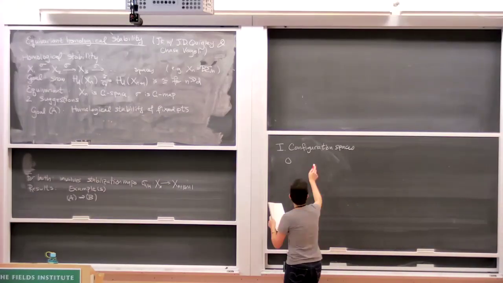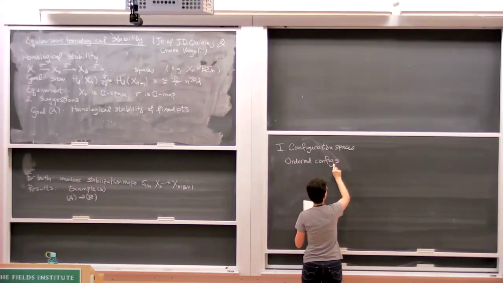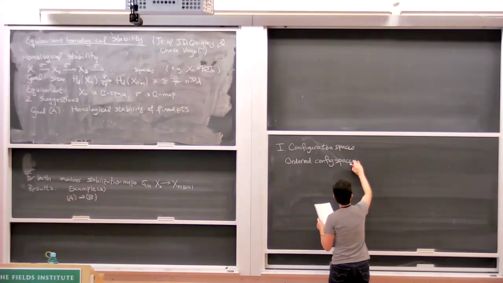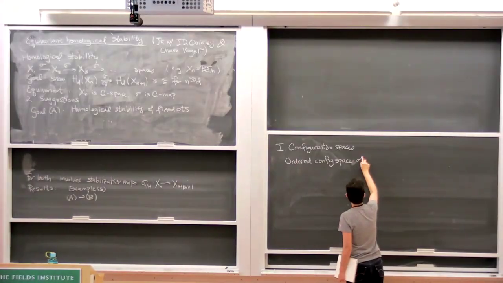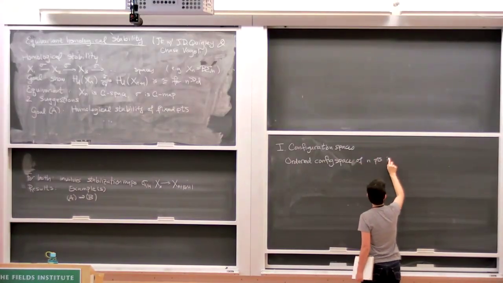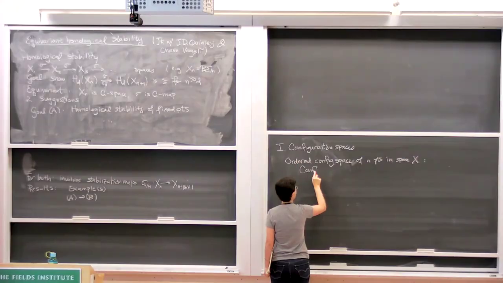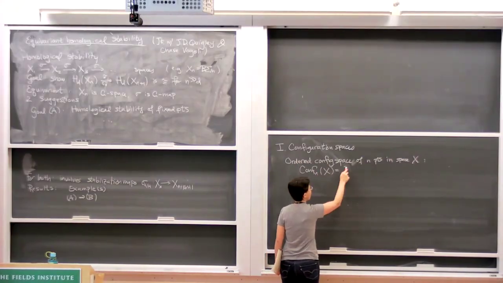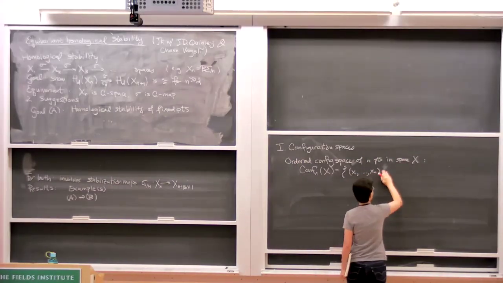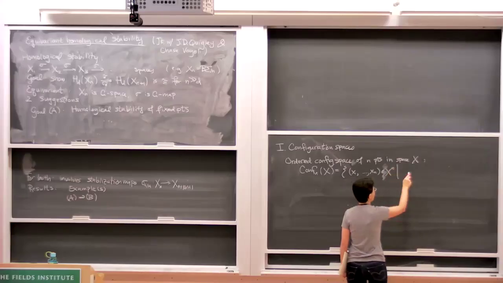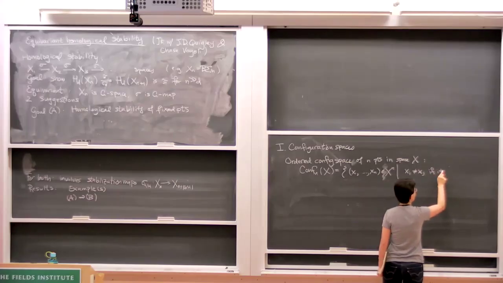All right. So ordered configuration spaces. Let's say the ordered configuration space of n points in a space X is, so I'm going to call this Conf_n of X, and it's the space of n-tuples of points in X that are all distinct. So such that x_i does not equal x_j if i does not equal j.